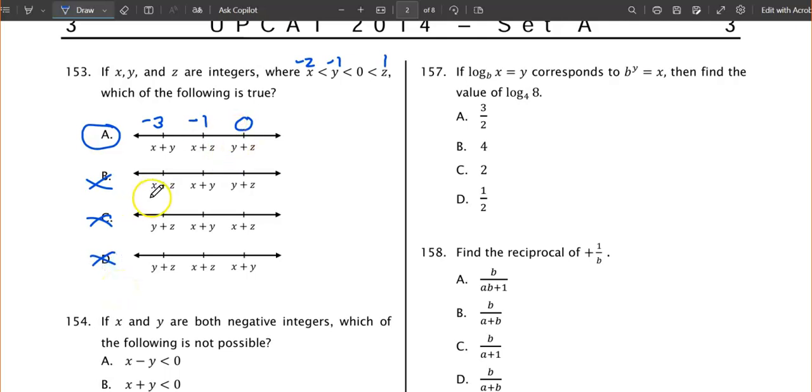Why? Let me show you. x plus z, that is negative 1, right? And then x plus y is negative 3. Does it make sense? Look at your number line. Negative 1 is less than negative 3. That's not true. What about C? Why is it wrong? y plus z is 0. And then x plus y again is negative 3. Is 0 less than negative 3? Absolutely not. What about D? y plus z, that is again 0. x plus z, that is negative 1. Again, it doesn't make sense. That is why our answer is letter A.